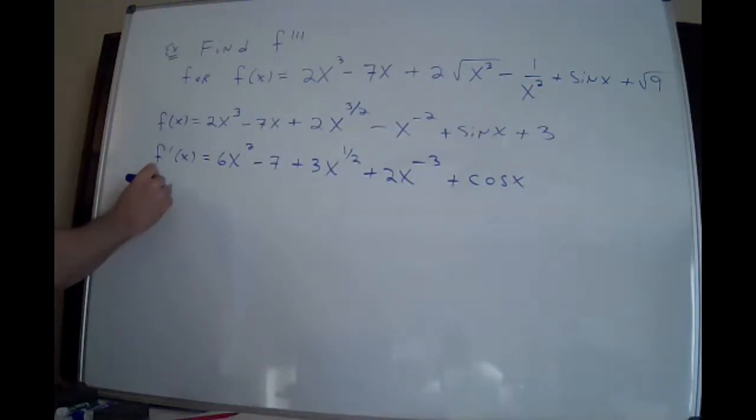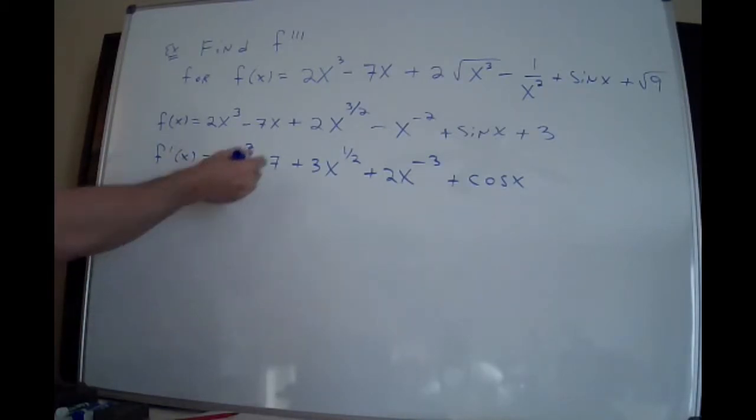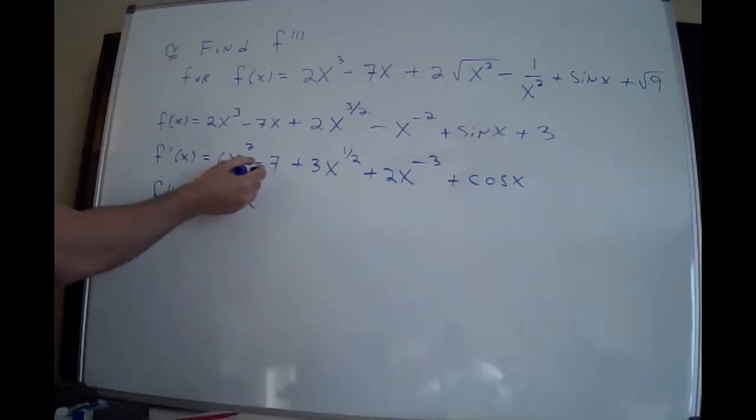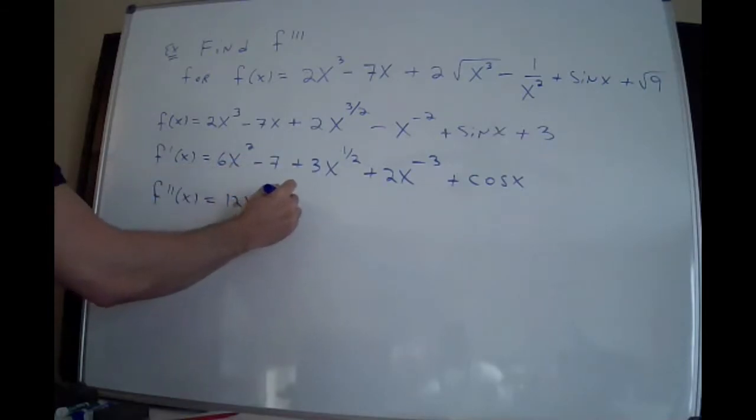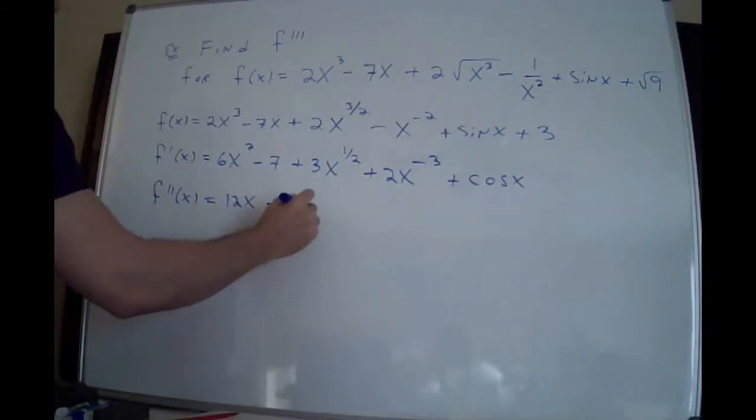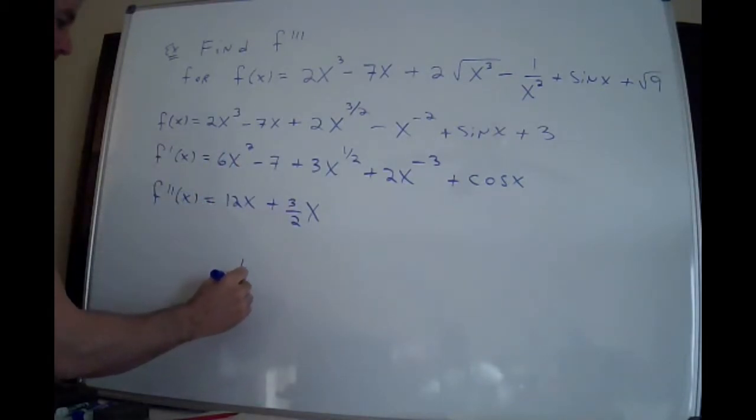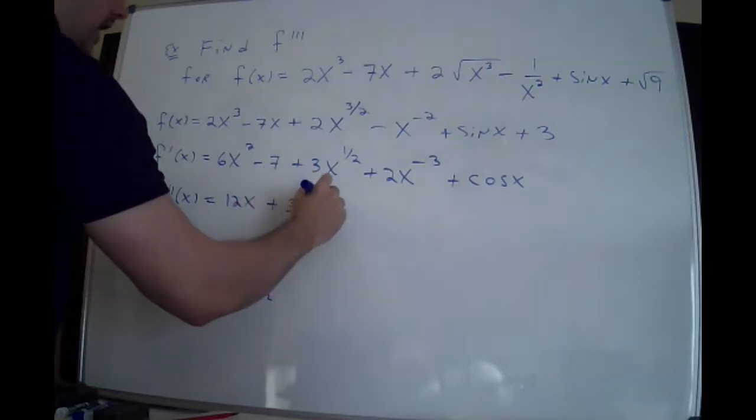Now I'm going to do f double prime. This is the second derivative. So you just keep going. Derivative of 6x squared is 12x. 7 is a constant. Goodbye. Multiply 3 by a half. Well, it's 3 over 2 x. Now I have to do a half, take away 1. So it's 1 half minus 2 over 2. So you get negative 1 half.